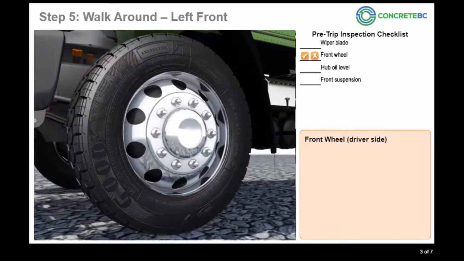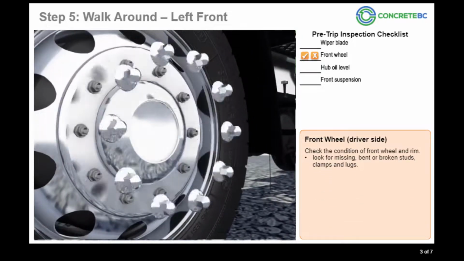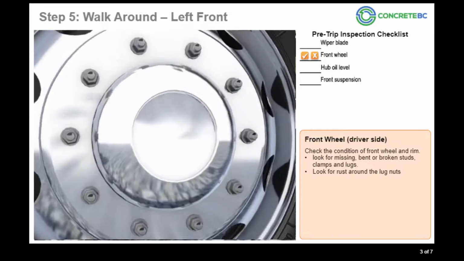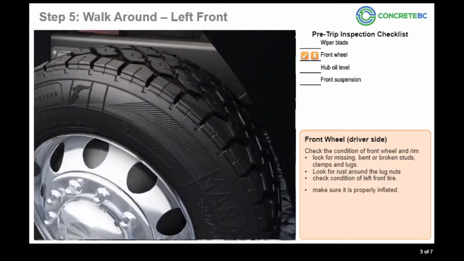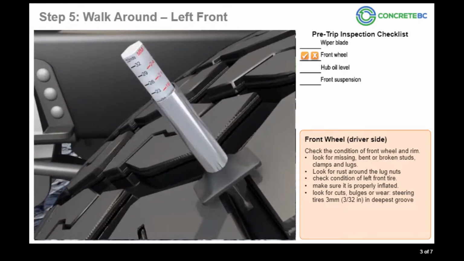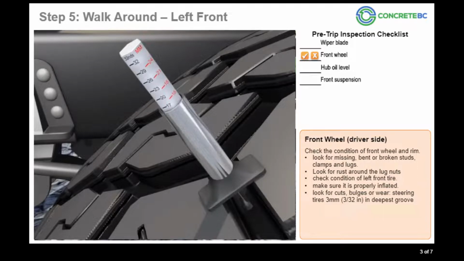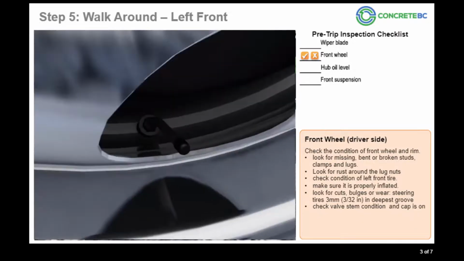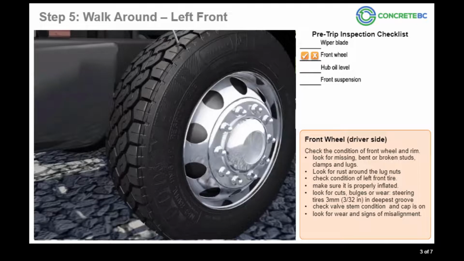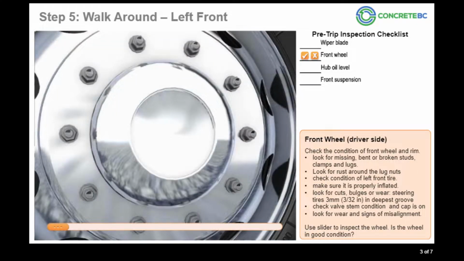Front wheel, driver's side. Check the condition of the left front wheel and rim. Look for missing, bent, or broken studs, clamps, and lugs. Look for rust around the lug nuts, often the first indicator that the nuts are loose. Check the condition of the left front tire. Make sure it is properly inflated. Look for serious cuts, bulges, or tread wear. Steering tires must have tread depth of at least 3 millimeters or 3/32 of an inch in the deepest groove. Check the valve stem condition and make sure that the cap is on. Look at the wheel and tire treads for wear and signs of misalignment. Use the slider to inspect the wheel. Is the wheel in good condition?